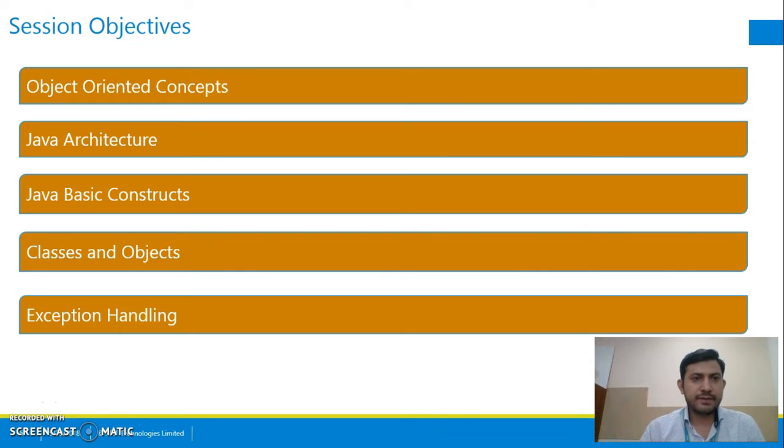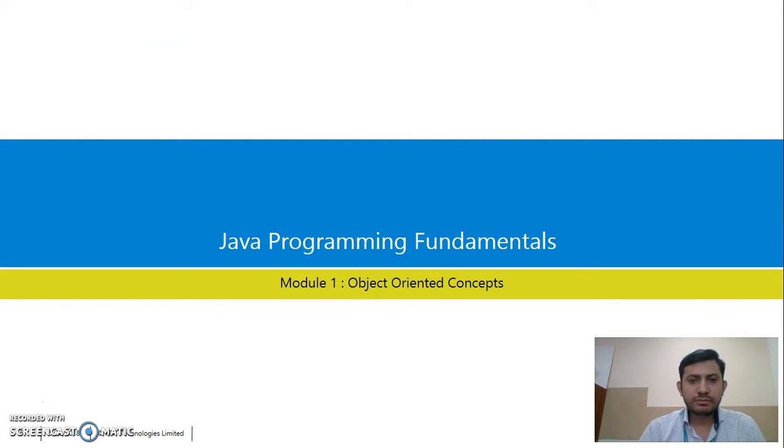So we'll start with object-oriented concepts. That is module 1 of our session. In this module, we'll talk about object-oriented concepts. And before we talk about object-oriented concepts, we'll brief about what is programming language, what are the different programming languages we have, the advantages and disadvantages of various programming languages. Then we'll differentiate between the procedure-oriented language and object-oriented language, and we'll discuss the object-oriented concepts.